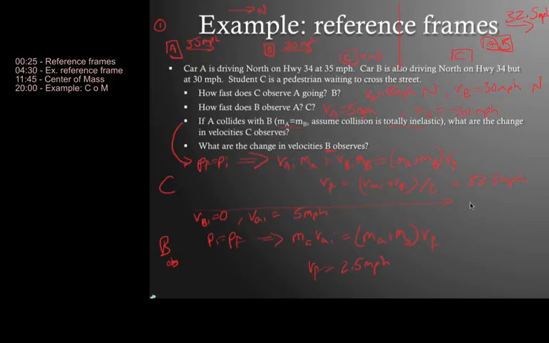So let's consider the change of velocities that we have. Delta V_B final is going to be 32.5 miles per hour minus 30, so that's 2.5 miles per hour. Delta V_A is also going to be 2.5, but it's going to be minus 2.5. It was going 35 miles per hour, and now it's going 32.5. So these delta V's are equal and opposite. Since their masses are equal, this works out.